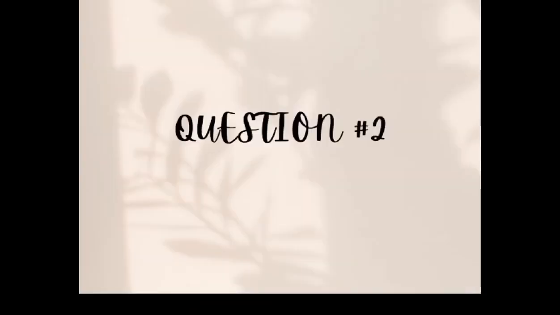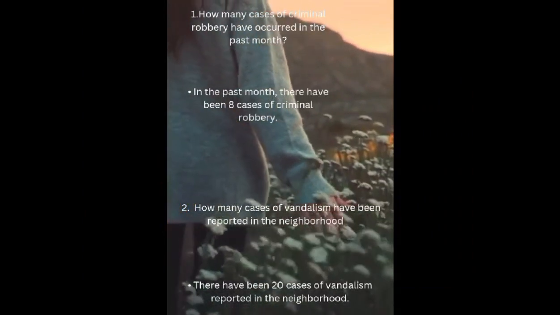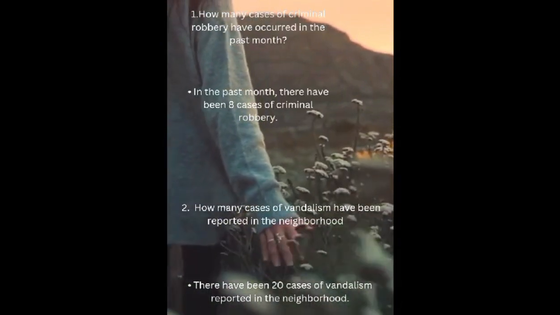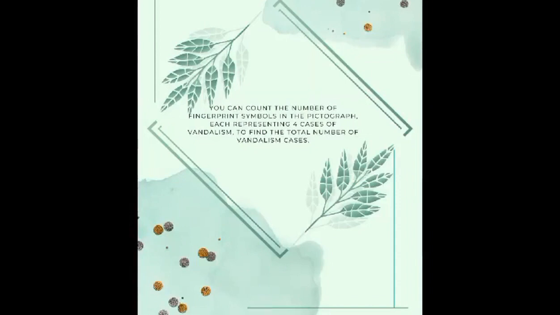Question number 2. How many cases of vandalism have been reported in the neighborhood? There have been 20 cases of vandalism reported in the neighborhood. You can count the number of fingerprint symbols in the pictograph, each representing 4 cases of vandalism, to find the total number of vandalism cases.